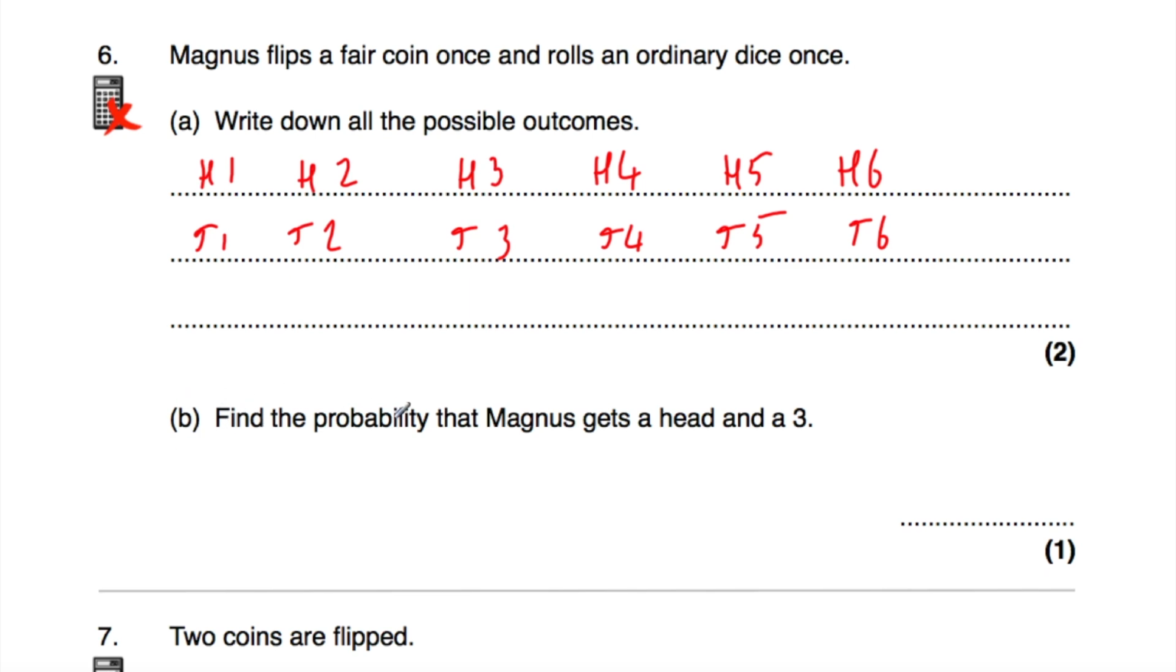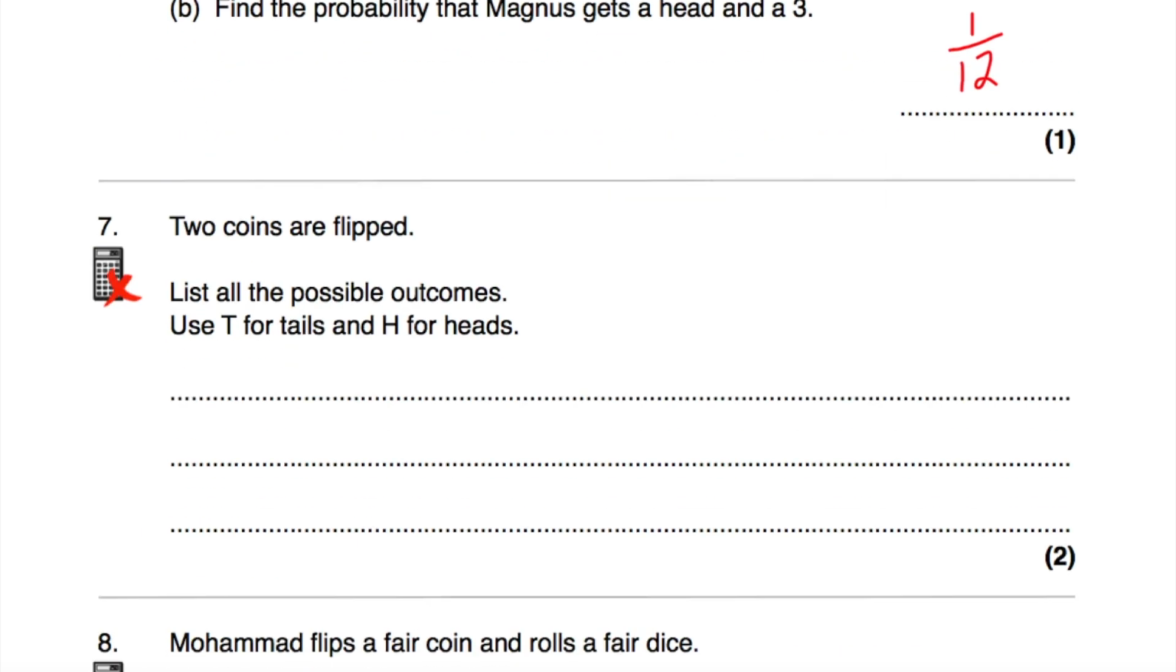And part B says, find the probability that Magnus gets a head and a 3. So that's 1 out of 12, so that's going to be 1/12, so that's the probability, 1/12. Okay, let's look at our next question, question number 7.